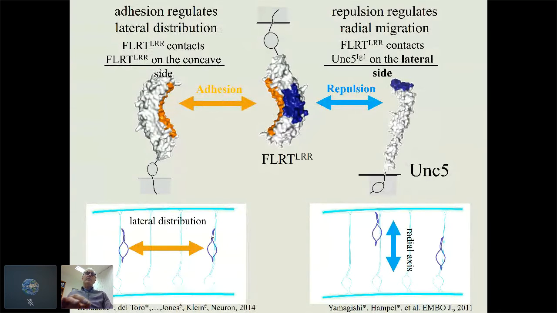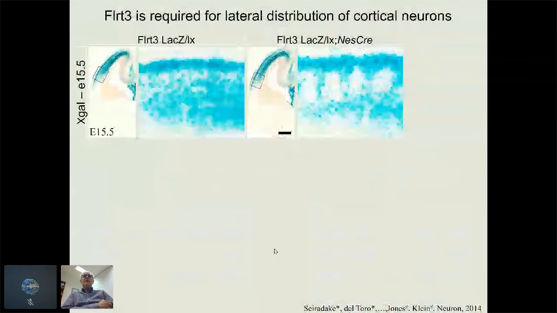And I'll show you in the next couple of slides that this interaction site is quite important for regulating the migration of cortical neurons during development, and that this, rather than regulating the radial axis, it seems to be regulating their lateral distribution. And that was published in this Neuron paper in 2014. Let me show you some of the data.